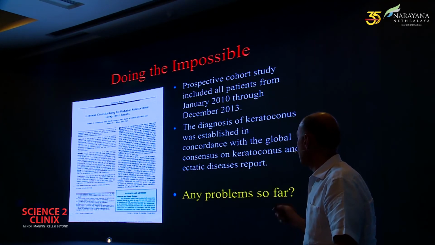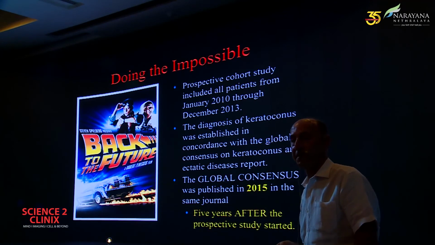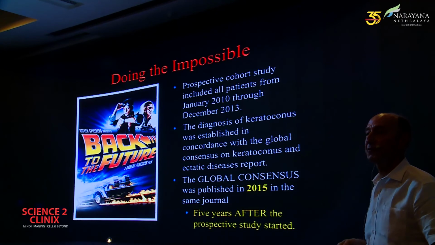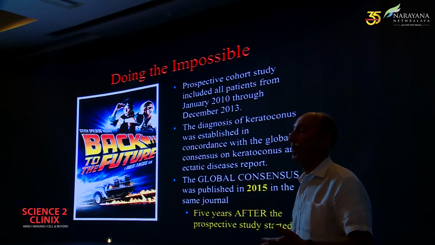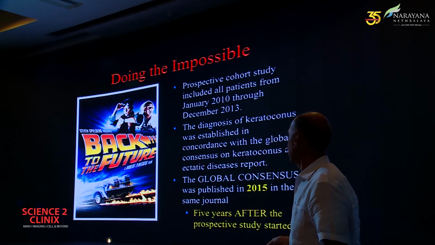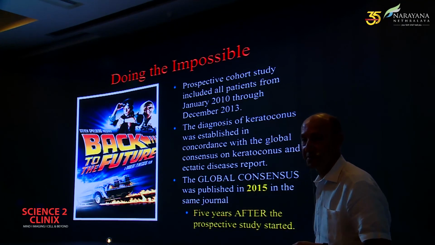Well, the Global Consensus was published in 2015, 5 years after this so-called prospective study was started. It's impossible. And what's really ridiculous, it was published in the same journal this was published. How that got past reviewers is beyond me. Do you understand you can't do a prospective study 5 years before what you're basing it on appeared in the press?